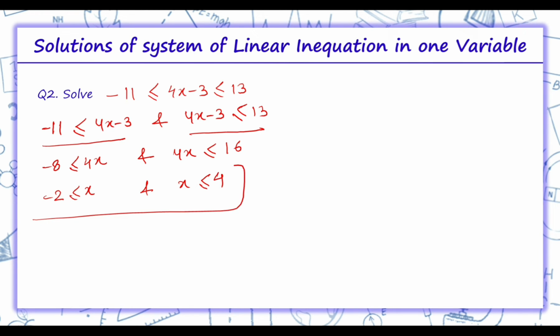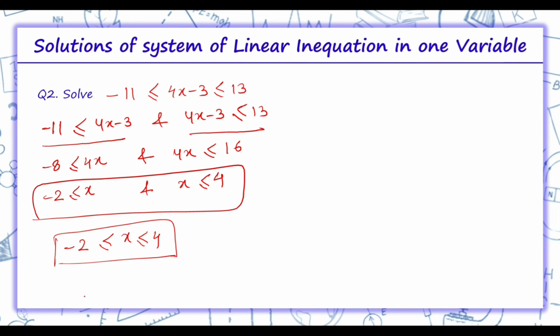So when we combine these two statements, we get x is greater than or equal to minus 2 but less than or equal to 4. So the solution set for this inequation will be written as minus 2 comma 4.